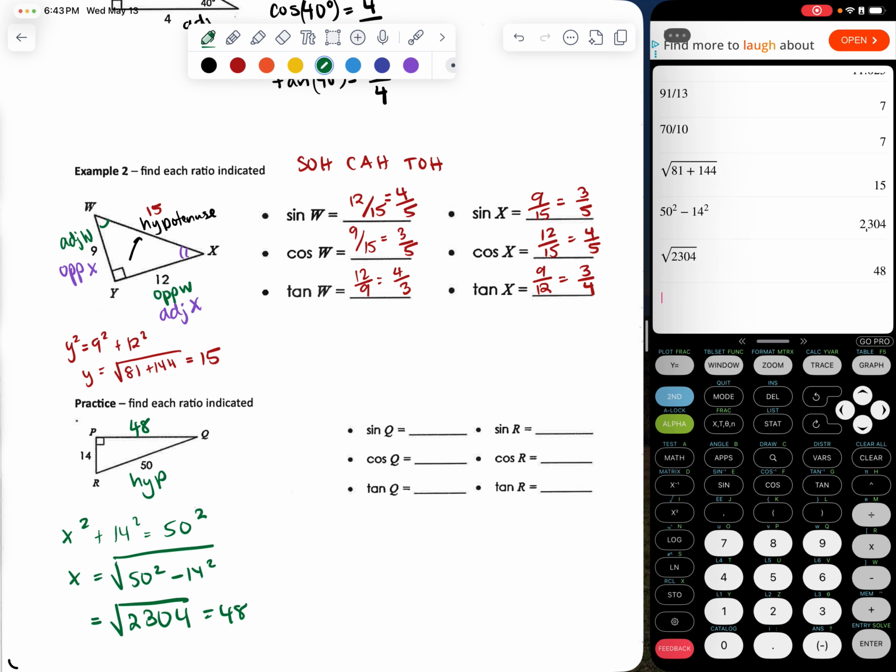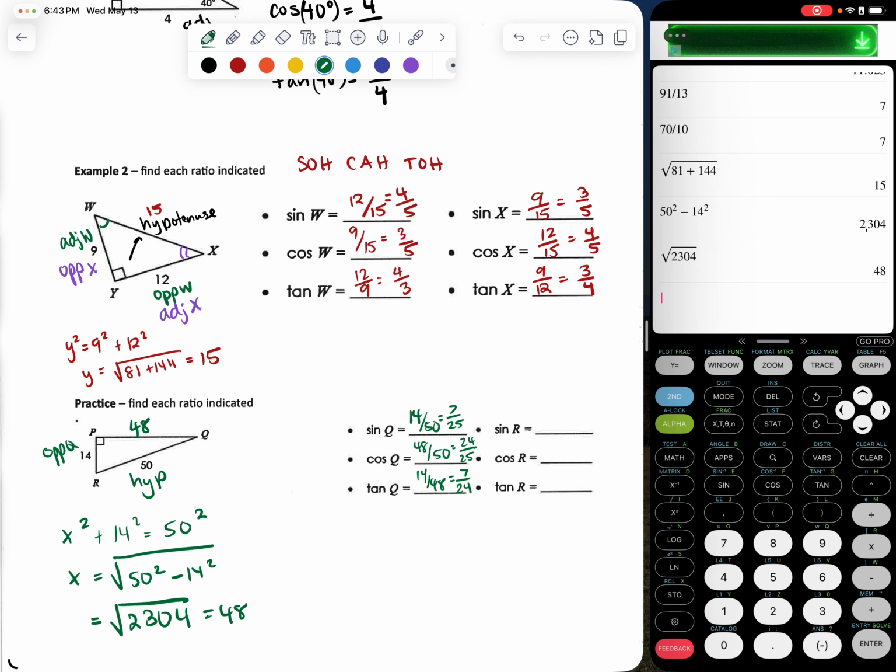And we can then say sine of Q. So opposite Q is 14 over the hypotenuse is 50. I'll simplify at the end. The adjacent of Q will be 48 over the hypotenuse 50, and tangent is opposite over adjacent. If we simplify, 14 and 50 are both divisible by 2, 7/25. 48 and 50 are also both divisible by 2. 48 divided by 2 is 24, and 50 divided by 2 is 25, so 24/25. And 14 divided by 48, both of those are divisible by 2. That'll be 7/24.